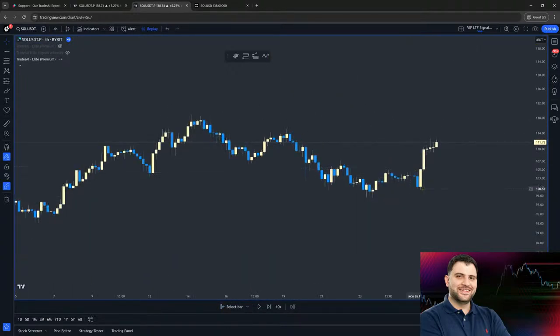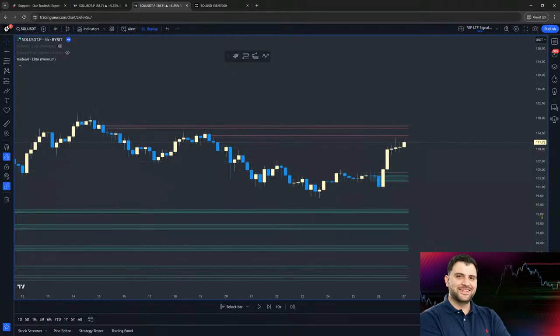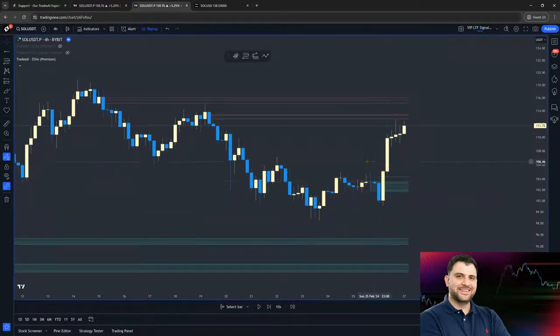So price went down, did a valley, and then went up. As you can see, it's the whole zone, from here to here. So we'll have the order block, which is the last candle, as I explained, and the zone, the sequence of bearish candles connected to it, the whole zone.